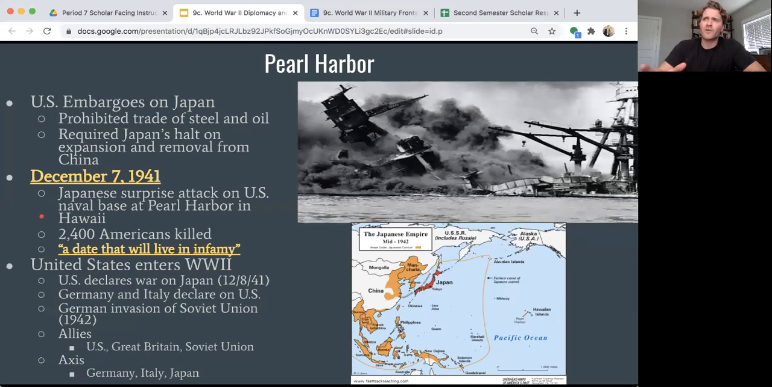So the U.S. has also frozen all economic assets the Japanese have in U.S. financial institutions. So you can make an argument that the U.S. had already declared economic war on the Japanese as a way to try to get them to stop their ways, and Japan responds by making it official and attacking the United States at Pearl Harbor, which is in Hawaii.